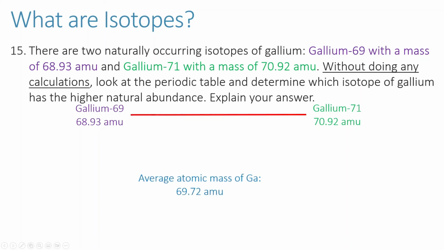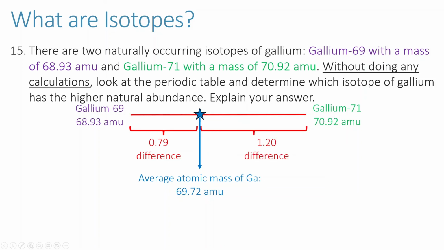The average mass of gallium is 69.72, which is a little closer to the mass that we have for gallium-69 than it is to gallium-71. So this is a difference of 0.79, and this is a difference of 1.2. So because my average is slightly skewed towards gallium-69, that must be the more abundant isotope.